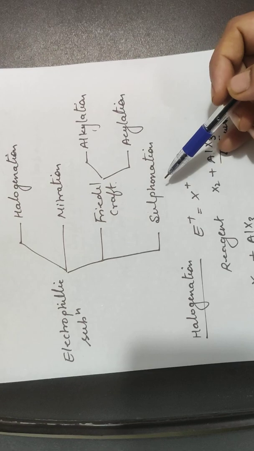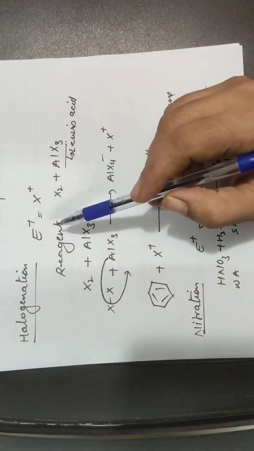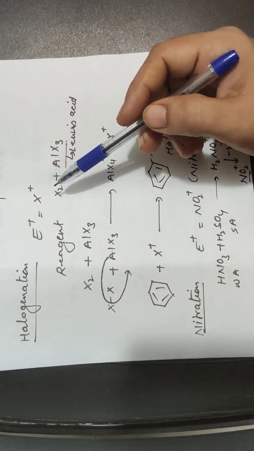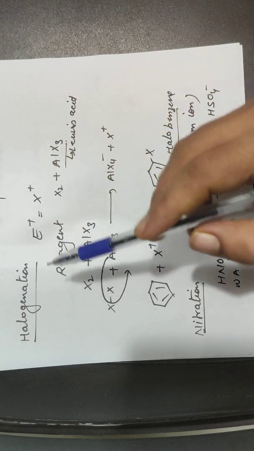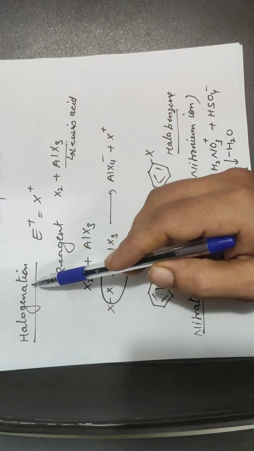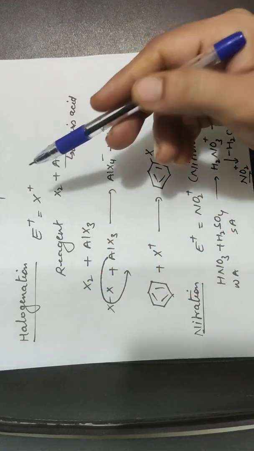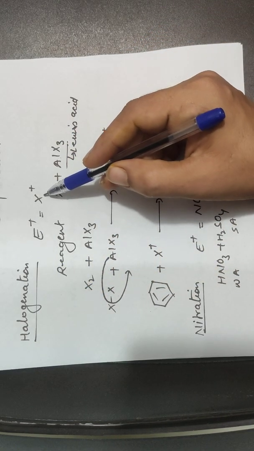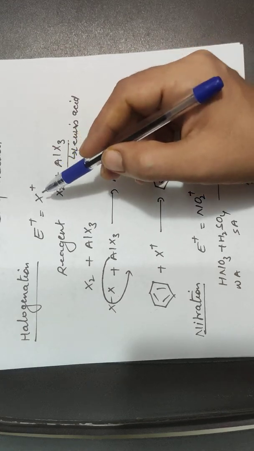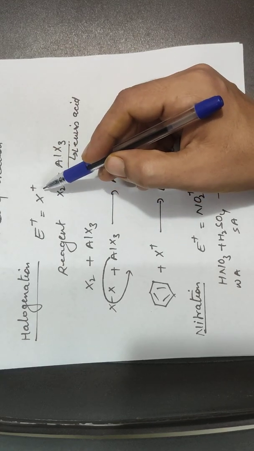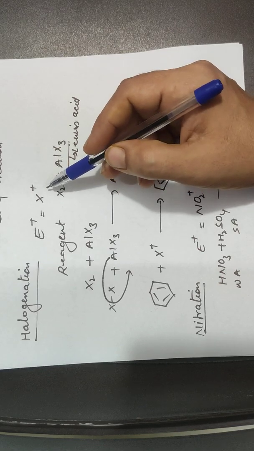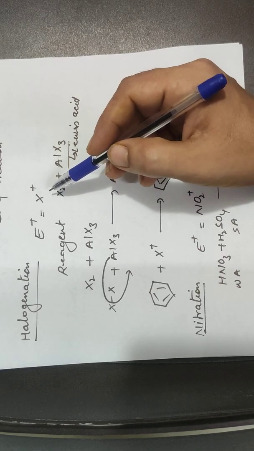Next example. In every electrophilic substitution reaction, what is our target? Our target is to create one electrophile. For example, if it is halogenation, what should be the electrophile? The electrophile should be X plus. X means halogen. This is called the halonium ion. I have to create the X plus ion to complete my electrophilic substitution halogenation reaction.